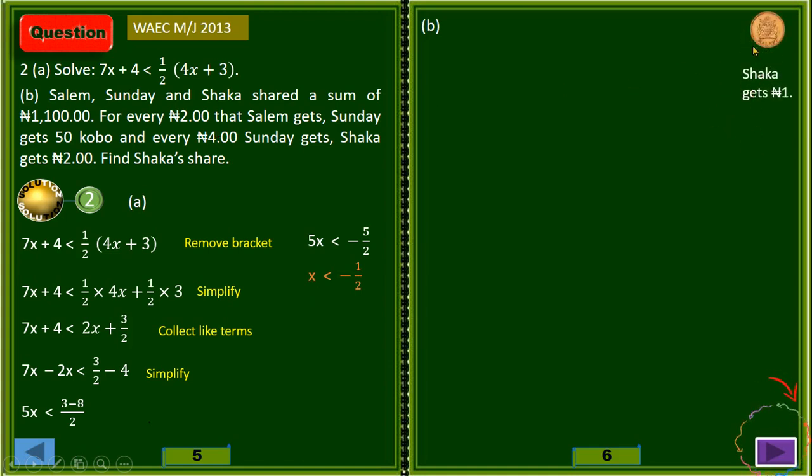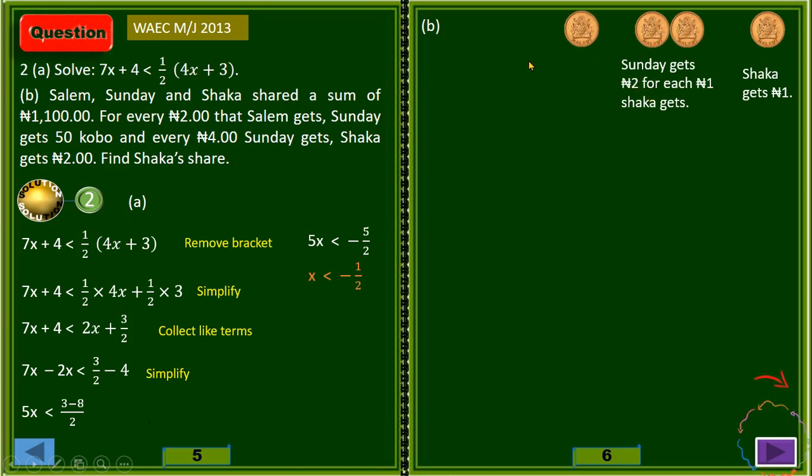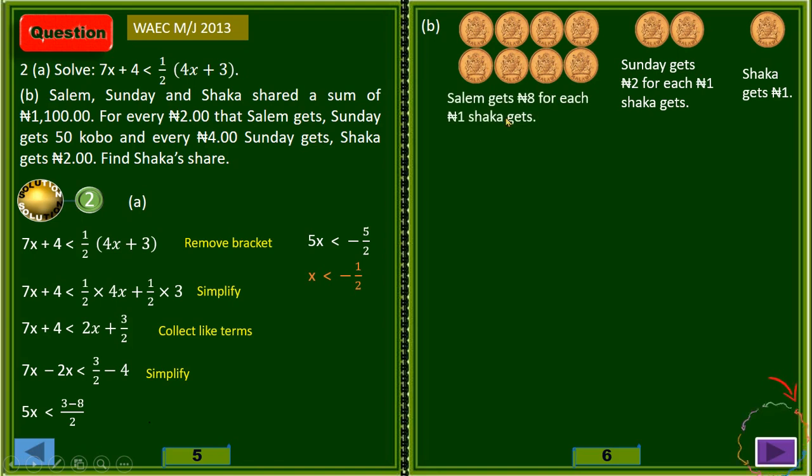For every 1 naira Shaka gets, we are told that Sunday will get 4. So now Shaka's 1 naira will result in Sunday getting 2 naira. Now we are going to see, for every 2 naira Shaka gets, Sunday gets 50 kobo. So we are going to have 850 kobo here. So Salim gets 8 naira for each 1 naira Shaka gets.